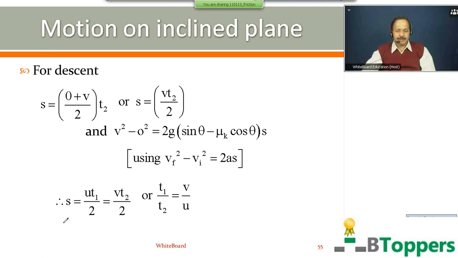Equating the magnitude of displacement for both ascent and descent, you get U T1 by 2 equal to V T2 by 2, or T1 by T2 equal to V by U. You can divide this value of V square by the earlier value of U square we got in the previous step. Come on, finish copying.